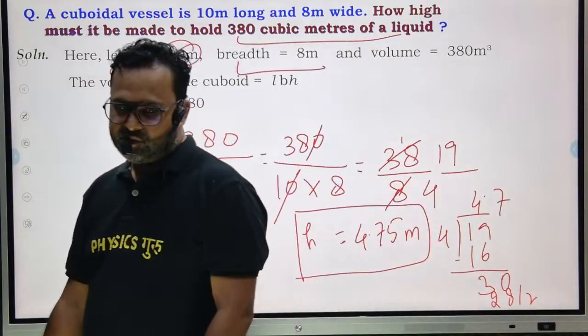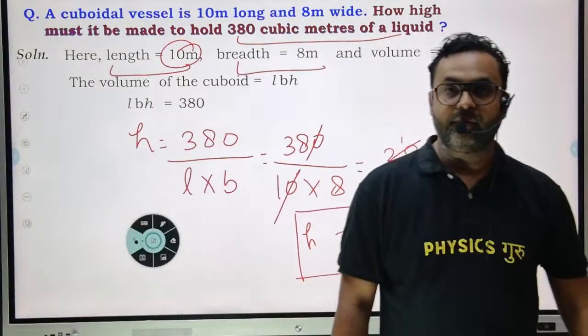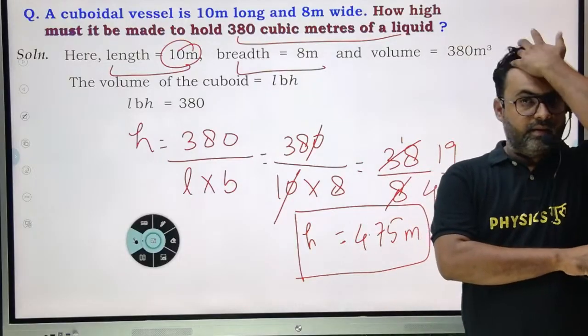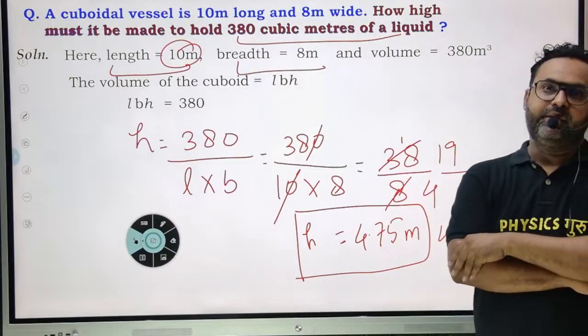So height of the vessel is 4.75 meters. So this is the height of the vessel. Yeah, please make a note of it.